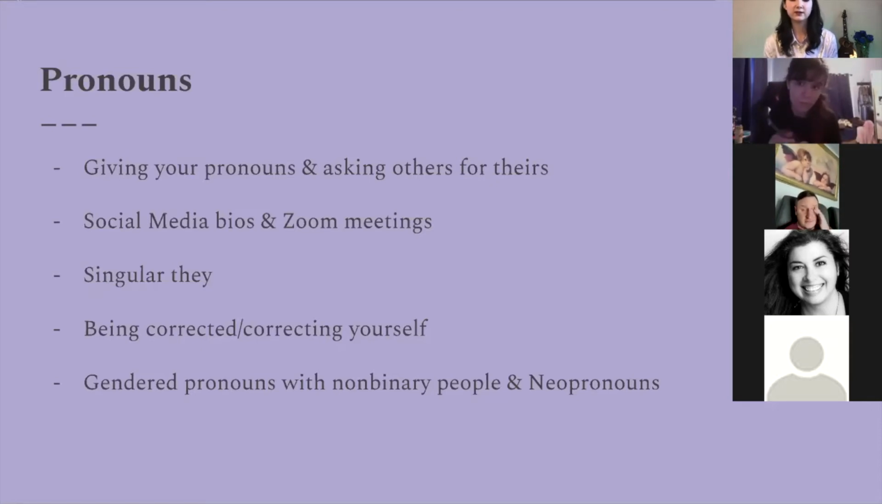And neopronouns are new pronouns that are being created that may come up. There's like ze and hir and fae, all kinds of things. You can research that. Those are definitely, I'm not even used to them yet. That's one thing I'm working on. But yeah, if you want to look more into that in case they come up sometime, I would encourage it.